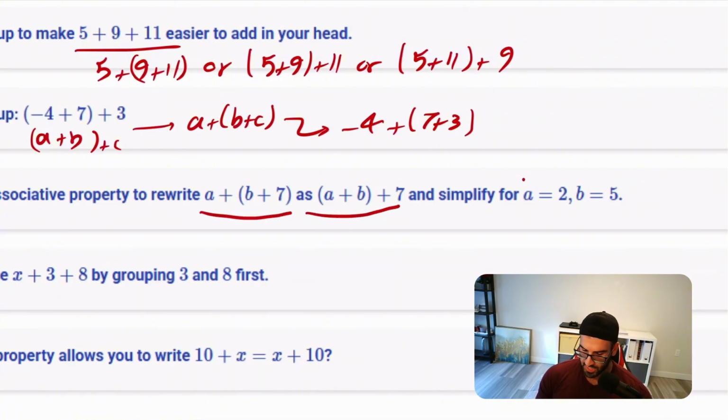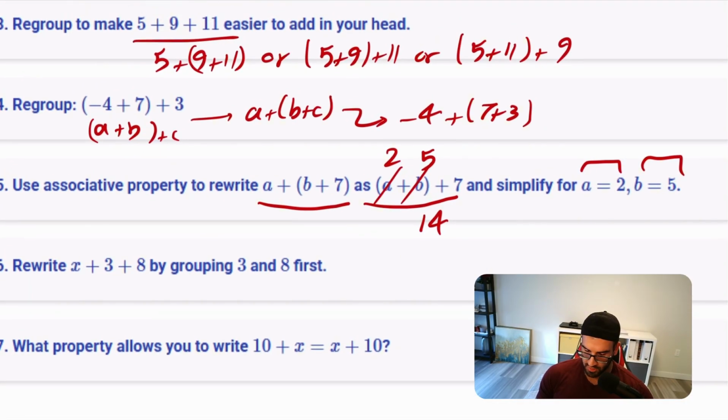So if I consider that A is 2 and B is 5, 2 plus 5 is 7. 7 plus 7 is going to be 14. Remember, when you are using the rules, you have to be careful. At the end, the answer for both of them should be the same. So it doesn't matter if I do it this way or if I do it this way. Still, I do have 2, I do have 5, and my final answer is going to be 14.